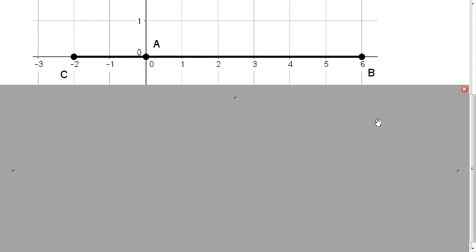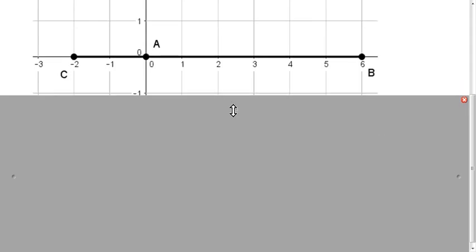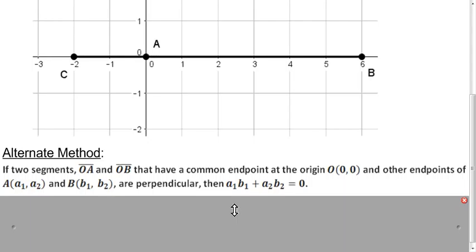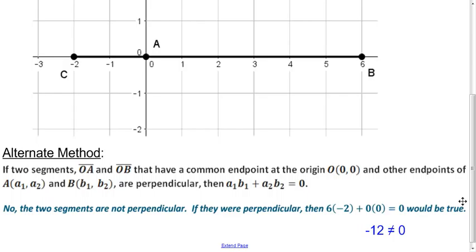Now, there's another way we could have done this. In the previous lesson, we learned about this formula. If both segments have an endpoint at the origin, then if we multiply the x coordinates and add that to the product of the y coordinates of the points that aren't at the origin, that has to be 0. And if we check using the points they give us, we end up with -12, which is not equal to 0.